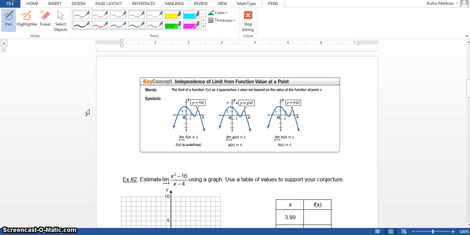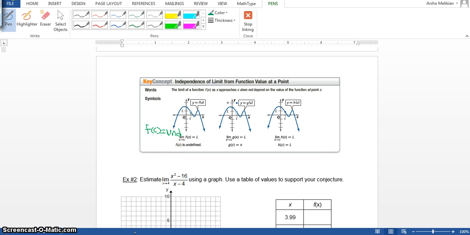Before we do that, here we have 3 different graphs of f of x. Okay? Let's look at the first one. Suppose I ask you what the value of f of c is. So when x equals c, what is y? There's a hole there, so it doesn't exist. It's undefined. Okay? When x equals c, you follow it up, there's a hole there.